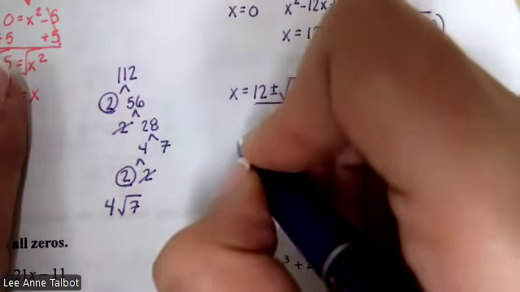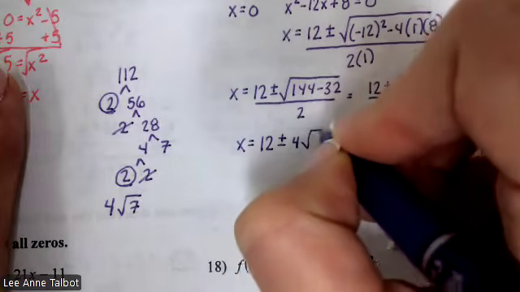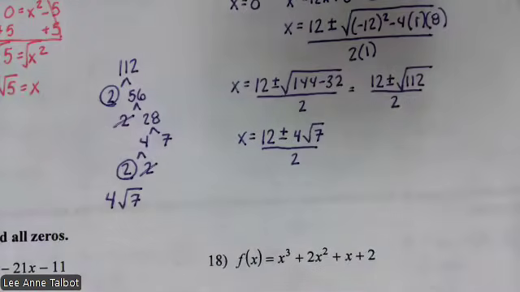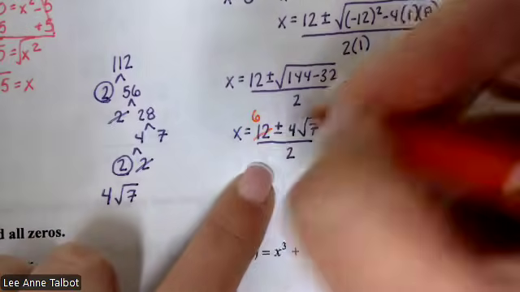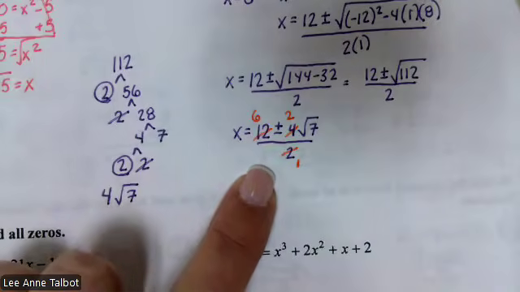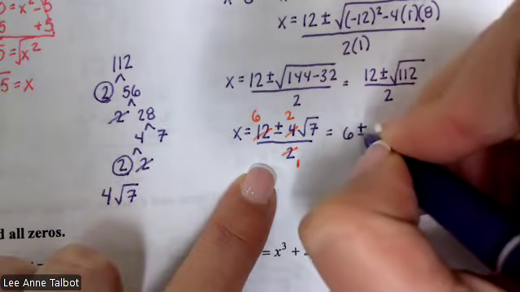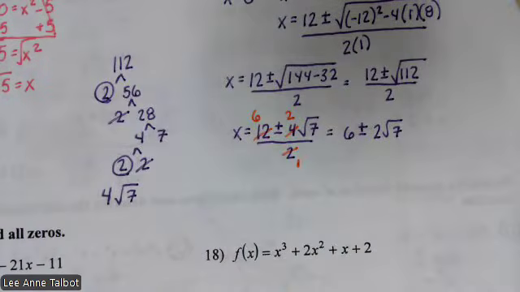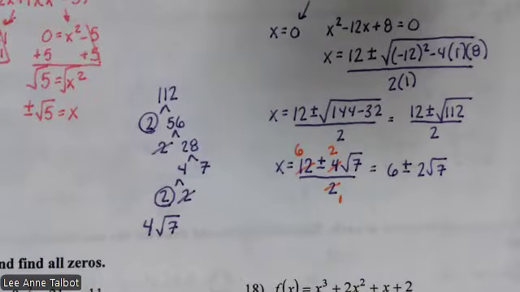Okay, so I have x equals 12 plus or minus 4 root 7 over 2. And then I can reduce. So this becomes a 6. This becomes a 2. This becomes a 1. Equals 6 plus or minus 2 root 7.